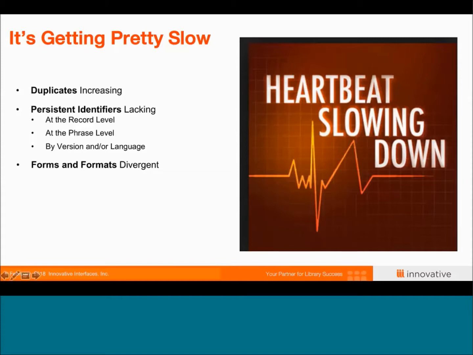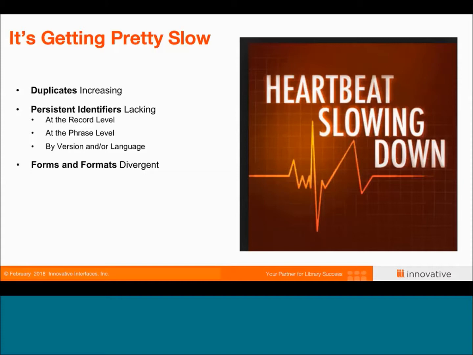And the most fundamental of these is persistent identifiers with corresponding human-readable cataloging language, right? You don't have to be inculcated to know what these labels mean at all levels. So if this is a title, instead of setting the MARC field number or the subfield for that. And why do we need these persistent identifiers at that level, at the record level, at the phrase level, and by version or audit and language at each of those levels?